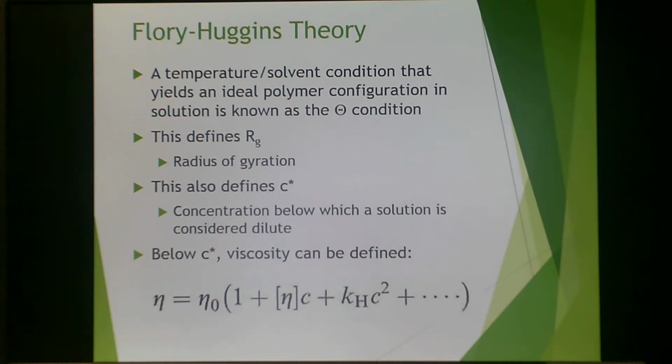Flory-Huggins theory has described this in the past. We talked about the theta condition, but just to review, a temperature-solvent condition that yields an ideal polymer coil configuration in solution is known as the theta condition. And the theta condition yields R sub g, or radius of gyration. Theta condition also defines C star, which is the concentration below which a solution is considered dilute. And if we're below that C star, we can define viscosity this way. So viscosity equals viscosity of the medium with intrinsic viscosity and the Huggins parameter, with C being concentration.